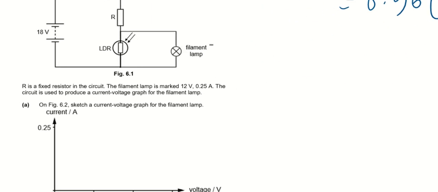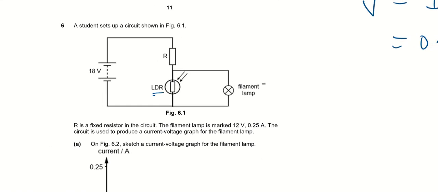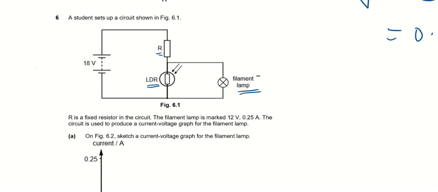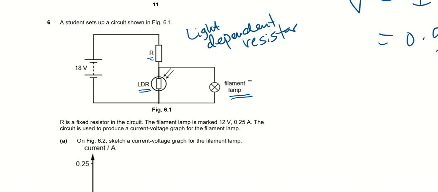A student sets up a circuit as shown in figure 6.1. I have 18 volts, I have an LDR, I have my R, and I have a filament lamp. You may not have learned LDR before. LDR is actually called a light dependent resistor. It is in the last part of this chapter. A light dependent resistor is very special. It is a resistor, but it also depends on the amount of light.